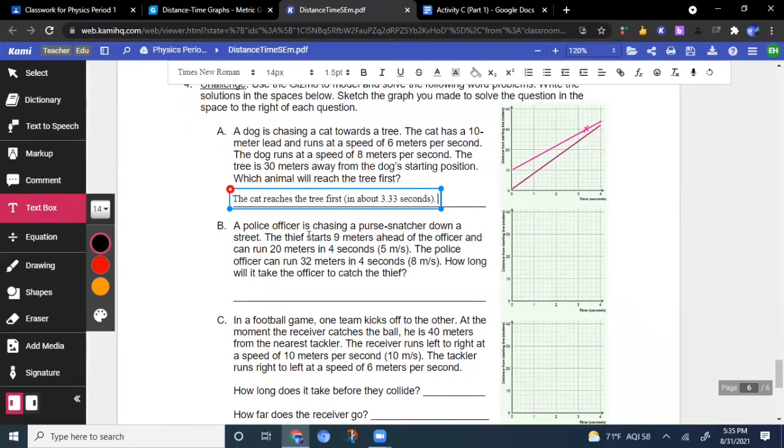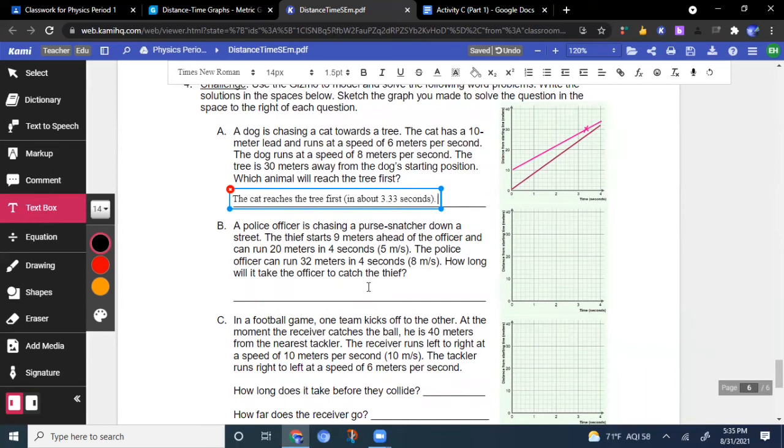Part B, a police officer is chasing a purse snatcher down a street. The thief runs 9 meters ahead of the officer and can run 20 meters in 4 seconds. That's 5 meters per second. The police officer can run 32 meters in 4 seconds. That's 8 meters per second. How long will it take the officer to catch the thief?